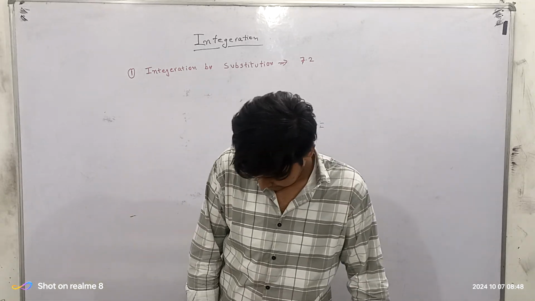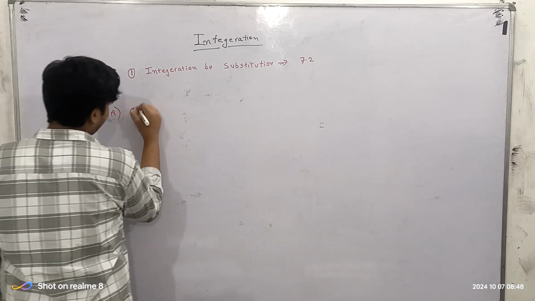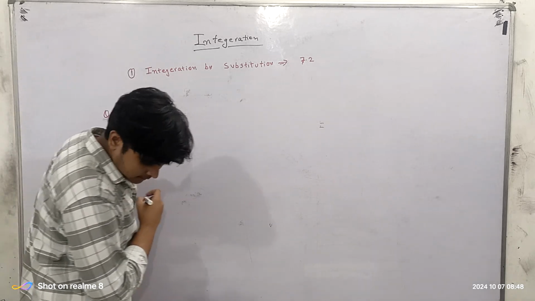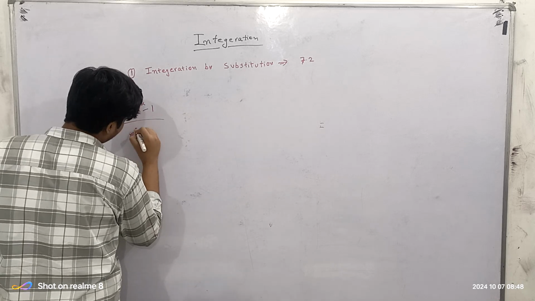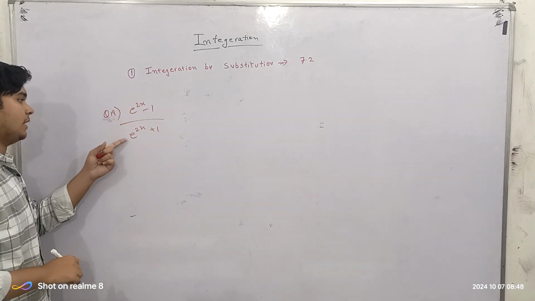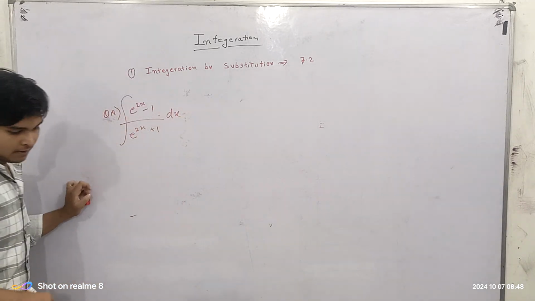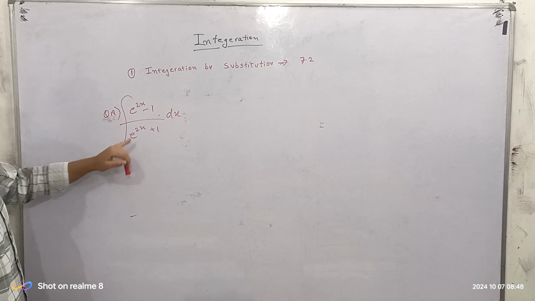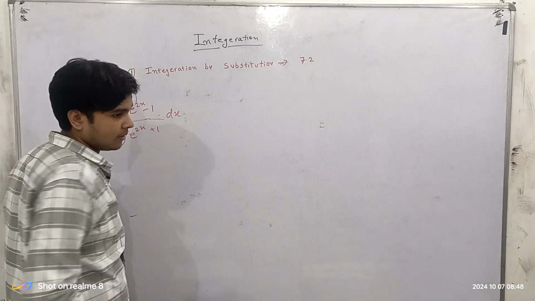Question number 19. e to the power 2x minus 1 by e to the power 2x plus 1. This is the important question. First we see here the integration sign and dx are given. First we see how this question will be solved. In e to the power 2x minus 1, we have studied the general formula of e to the power x into dx.